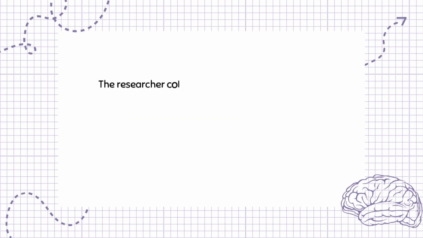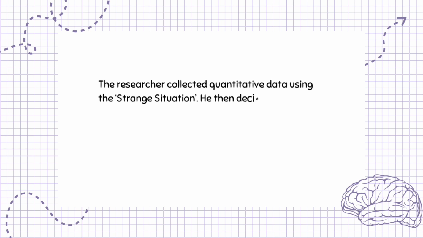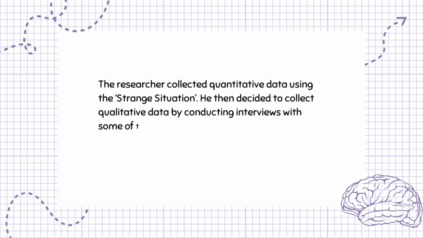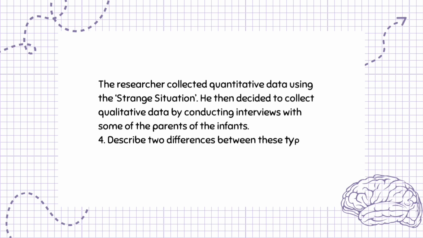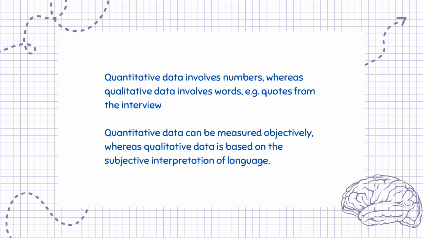The researcher collected quantitative data using the strange situation. He then decided to collect qualitative data by conducting interviews with some of the parents of the infants. Question 4. Describe 2 differences between these types of data. 4 marks. Quantitative data involves numbers, whereas qualitative data involves words, e.g. quotes from the interview. Quantitative data can be measured objectively, whereas qualitative data is based on the subjective interpretation of language.